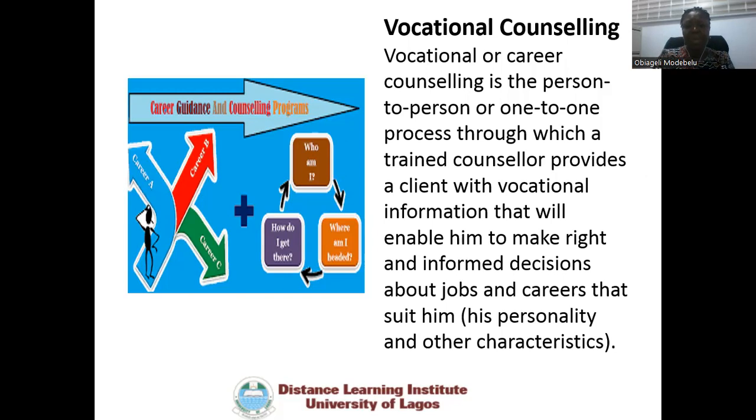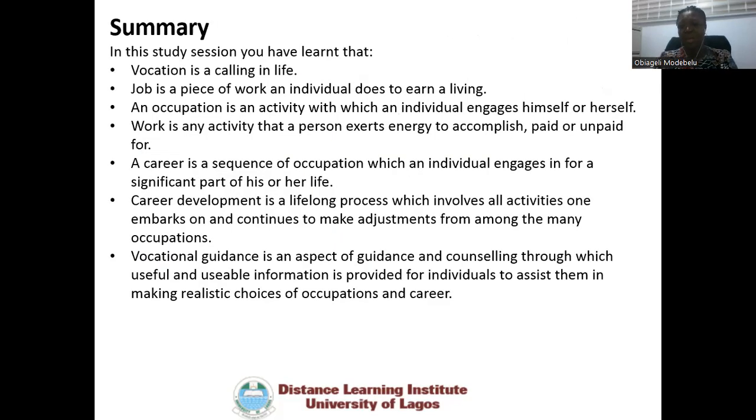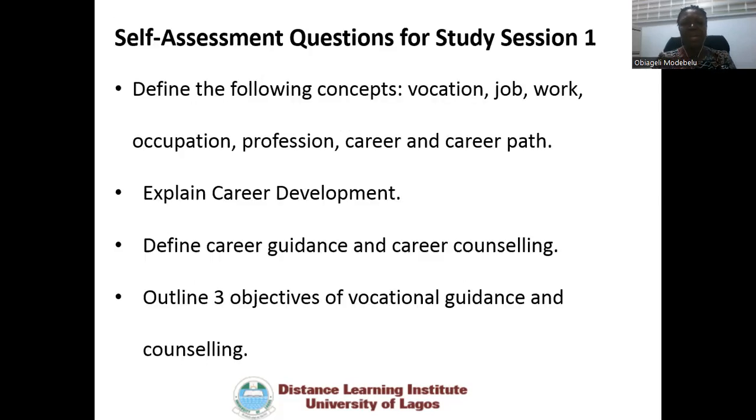That is career counseling. So in this study session 1, we've been able to talk about what vocation is. We say it's a call in life. We looked at job and the 3 types of it. We also looked at occupation. We looked at career as a sequence of occupations which we engage in all through our life. We looked at career development as a lifelong process, and we tried to define vocational guidance and counseling as processes that help individuals to make informed and rightful decisions about their career.